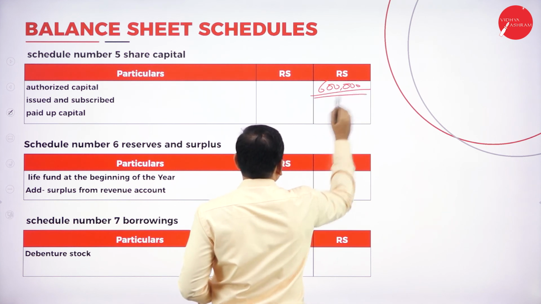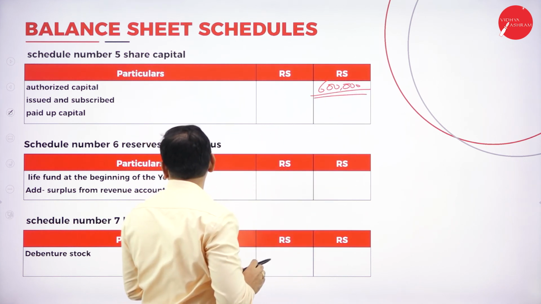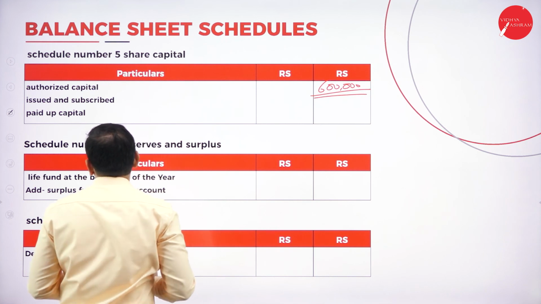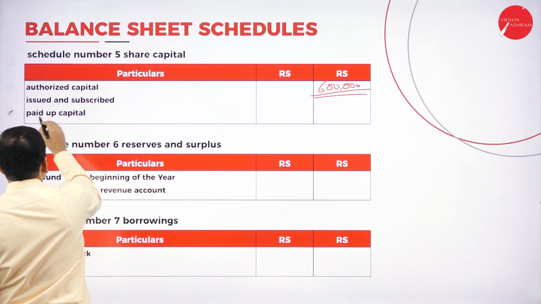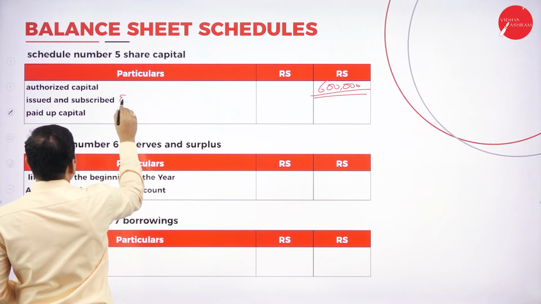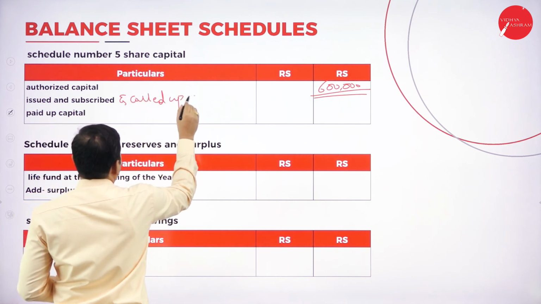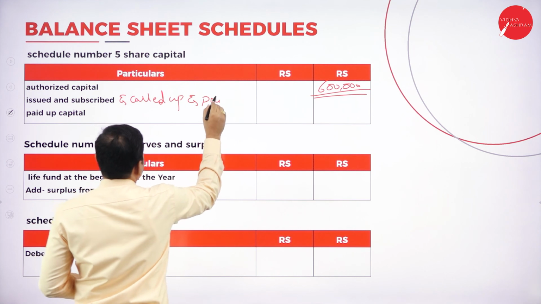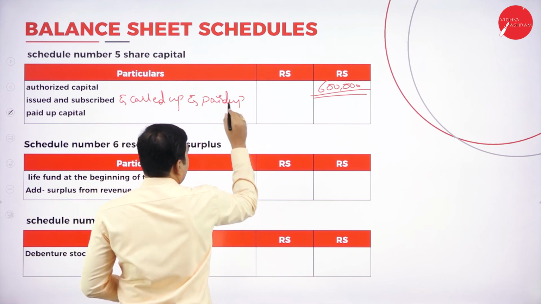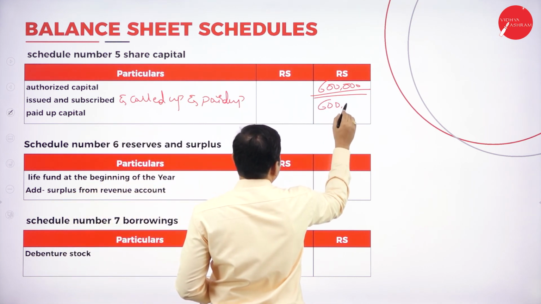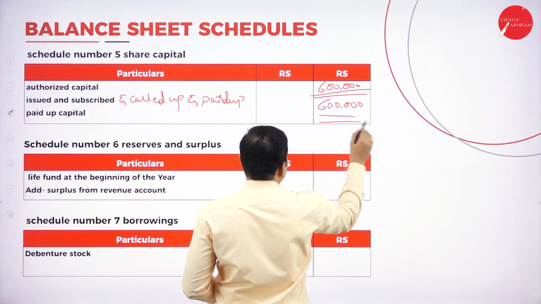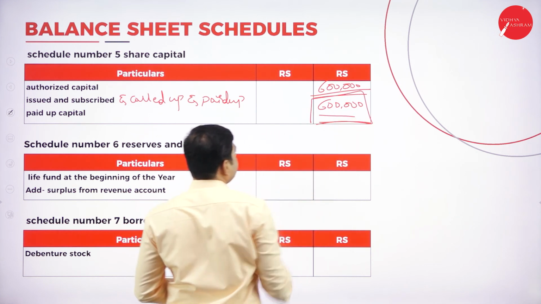So underline this. Again, issued and subscribed, called up and paid up. Issued, subscribed, and called up and paid up. Again, write 6 lakh. So we should consider only 6 lakh. Don't add this. Okay. So total is 6 lakh.